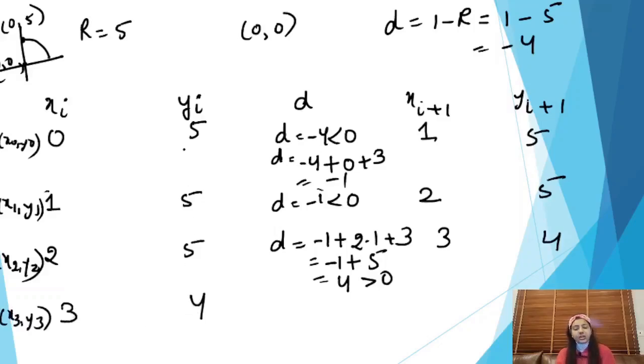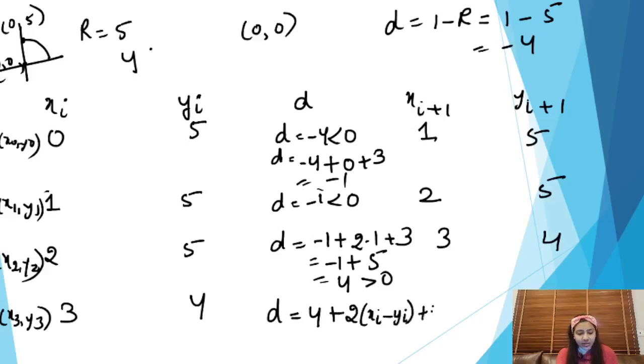Now according to the algorithm, we keep on continuing unless the value of y becomes less than x. So far we know that all these values of y are greater than the value of x, so we keep on continuing. The moment the value of y becomes less than x, we stop over there. That means we have crossed the second octant and we are moving towards the first octant. Now since the value of d was greater than 0, we are choosing the northeast value. For northeast, the value of d is calculated as original d plus twice of xi minus yi plus 5.